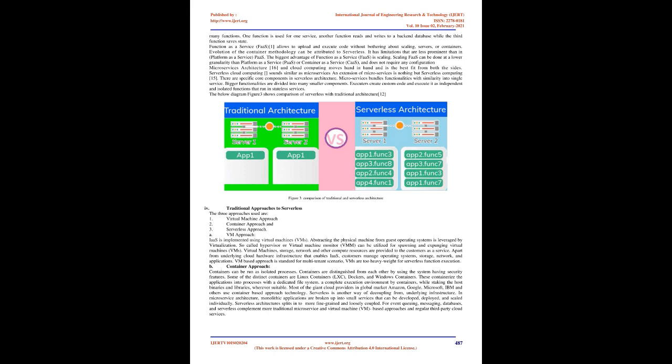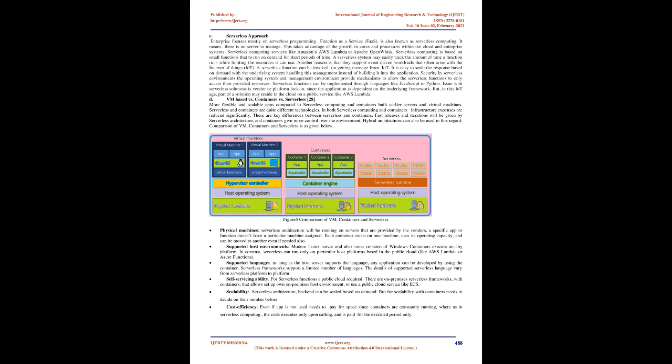The runtime content is given to a web server by routing its requests through the API Gateway. The gateway redirects application requests to many functions. One function is used for one service, another function reads and writes to a backend database, while the third function saves state.